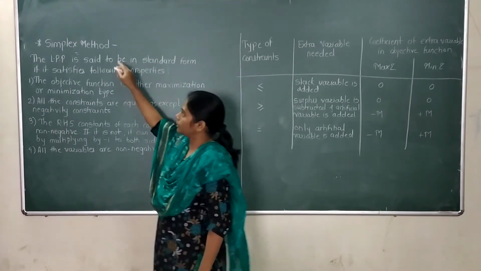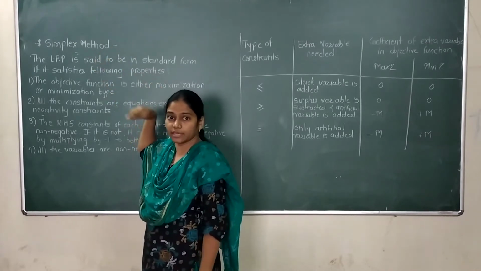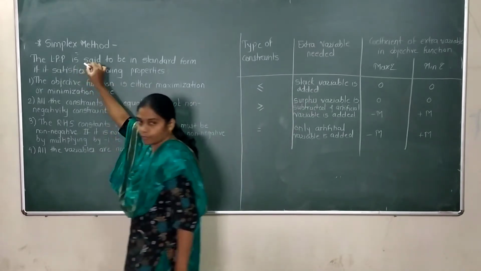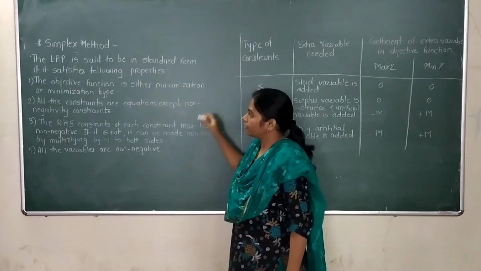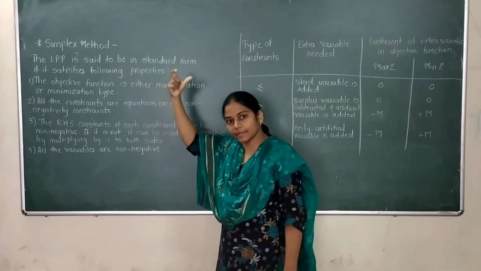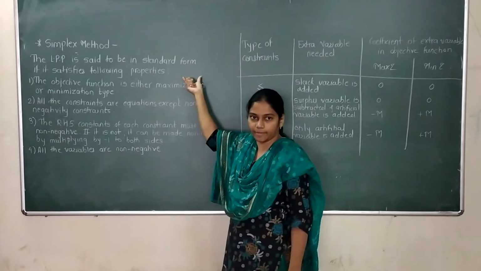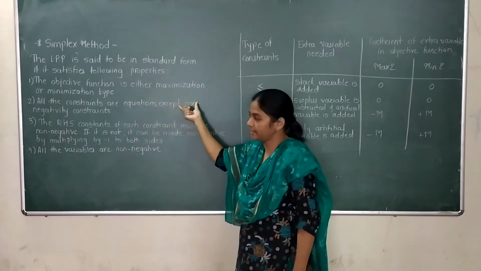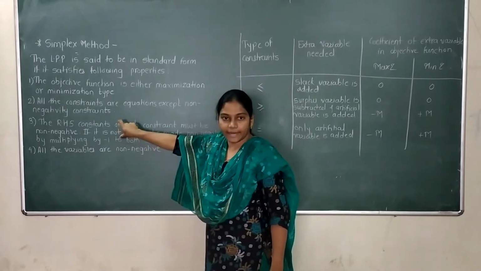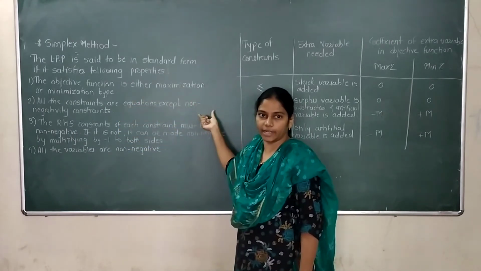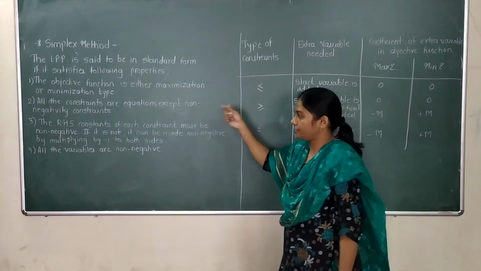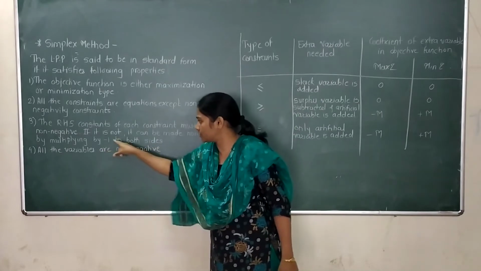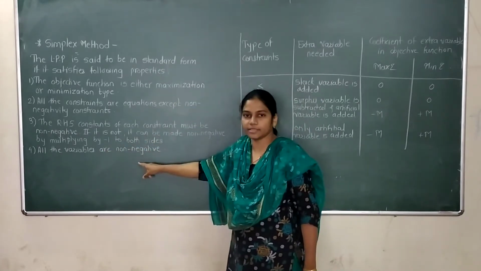So in the simplex method, what is our first step? Our first step is we have to convert the given linear programming problem into standard form. We can say that the LPP is in standard form if it satisfies the following properties. First property: the objective function may be of maximization type or minimization type. Second: all the constraints are equations except the non-negativity constraint. Third: the right hand side constant values should be non-negative. If it is negative, then it can be made non-negative by multiplying by -1 on both sides. And all the variables are non-negative.